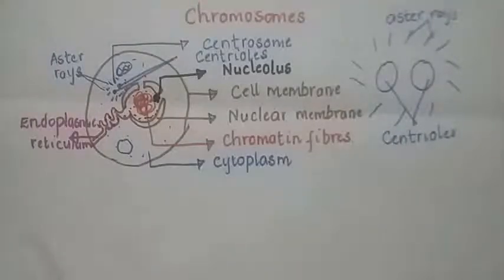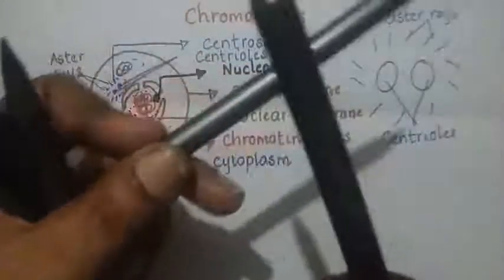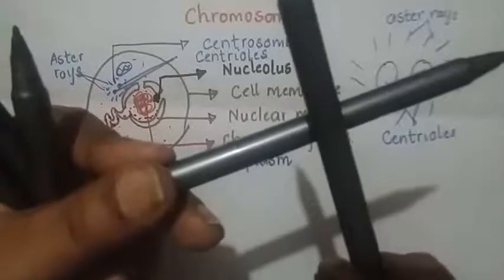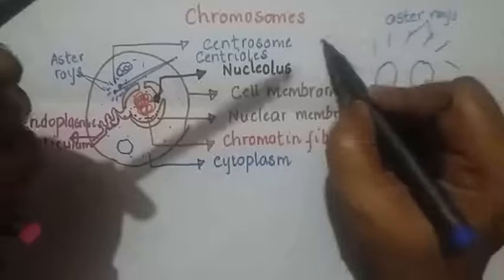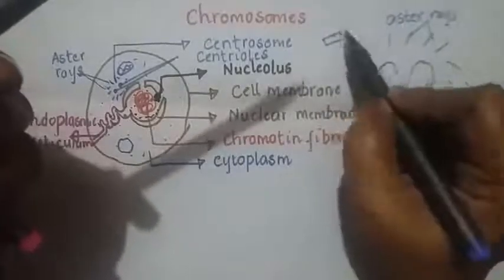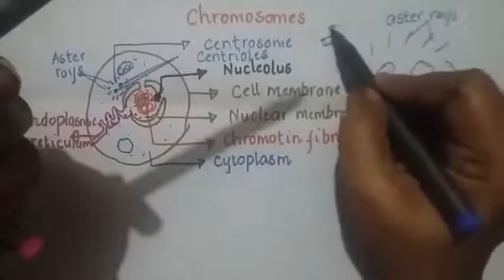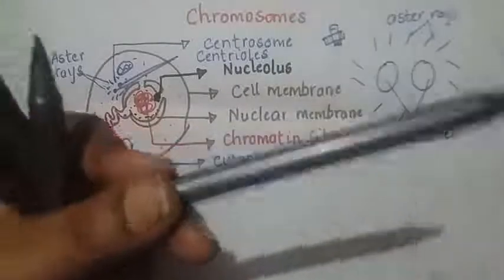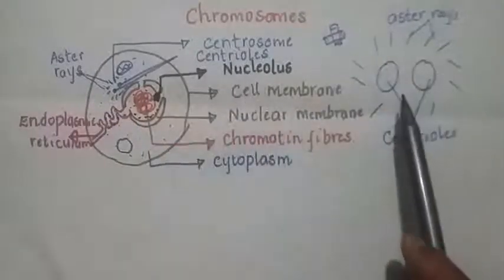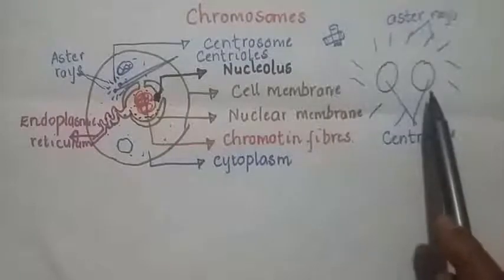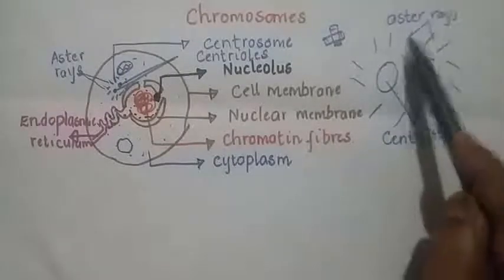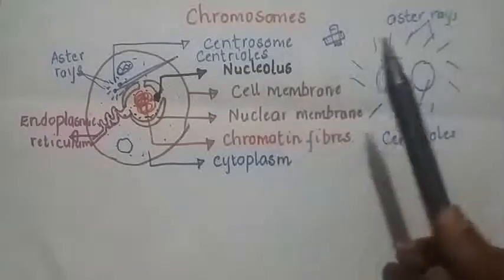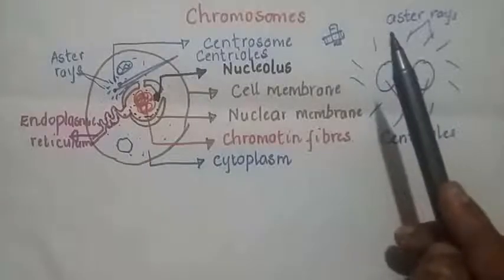In fact, children, the centrioles are at right angles to each other. You can say that both the structures are cylindrical bodies which are at right angles to each other. So thus you can say that the centrosome comprises two structures known as the centrioles, surrounded by the ray-like structures known as the aster rays, which help in the formation of spindle fibers during cell division.